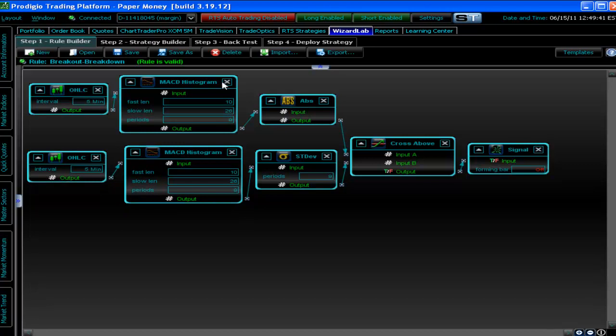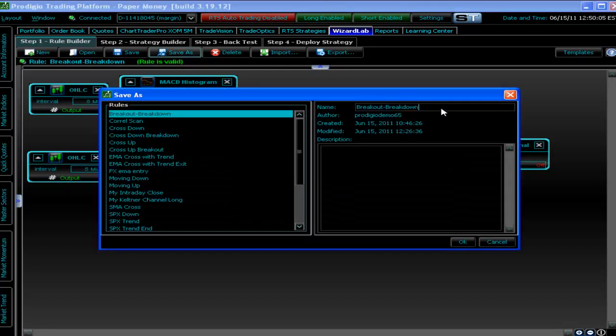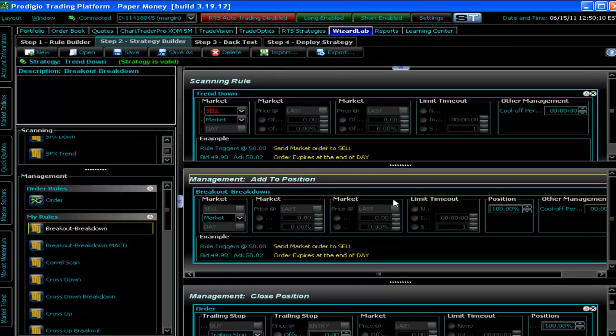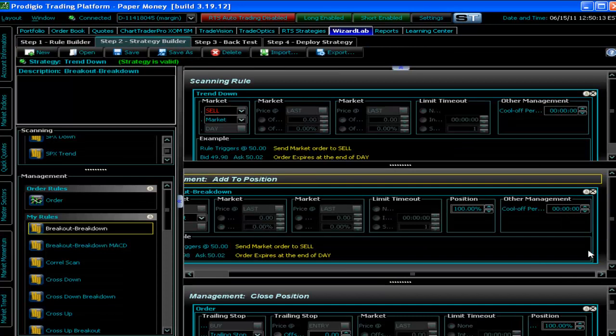And that's saying take the absolute value of the MACD histogram and let me know when it crosses above its 9-period average, more or less. Now you can use a moving average, but this standard deviation works really well when you have kind of volatility indicators. Actually, yeah, that's still going to work. That's going to be pretty good. So let's save this as breakout, breakdown, MACD. I'm going to save this. I'm going to replace this in the trend down strategy.